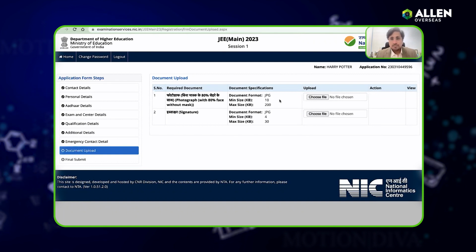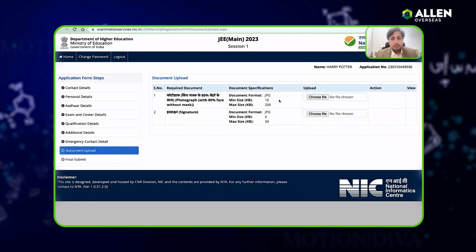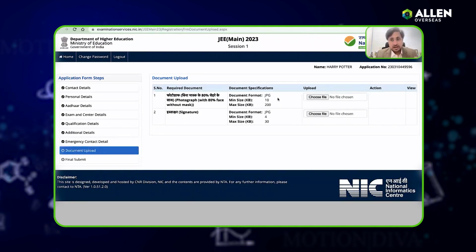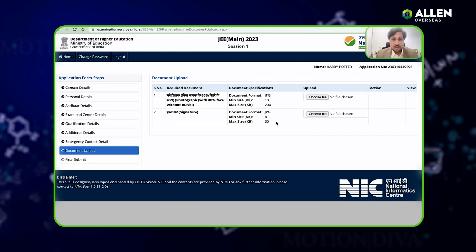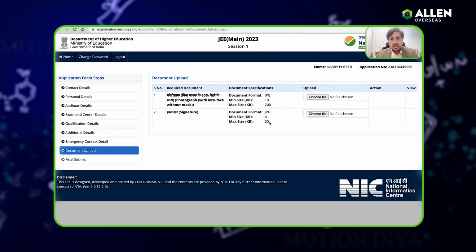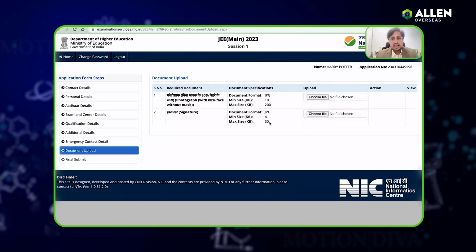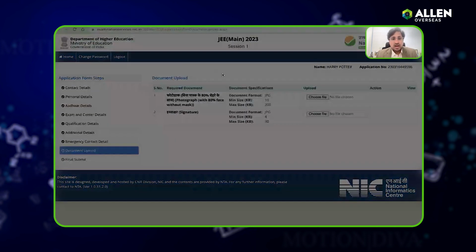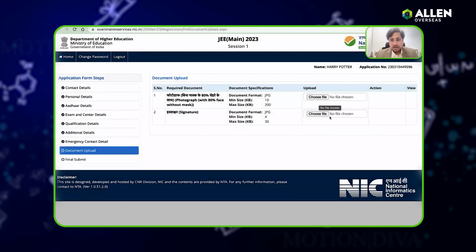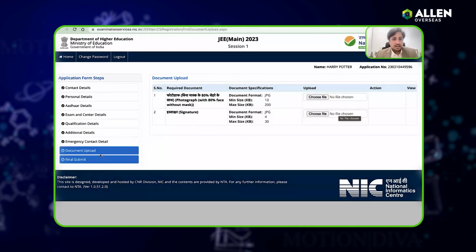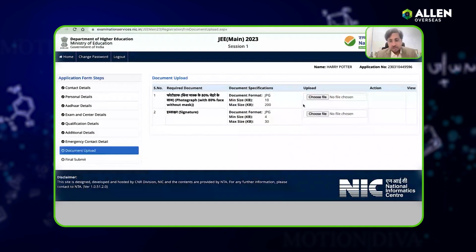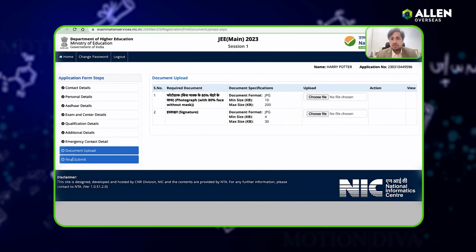So get that picture and it should be compressed between 10 to 200 KB file, but it should not be pixelated. It should be a very clear picture. And then also your signature, the minimum file size is 4 and maximum is 30. So you have to select these two things, it will ask you like this, and you have to submit the documents here by selecting the files. Okay, and then once you will be submitting your documents, then there will be a final submit. So since I haven't filled these two documents, I am unable to go to the final submission.